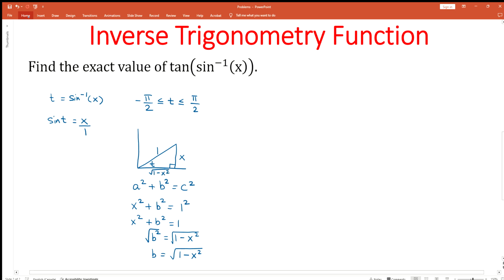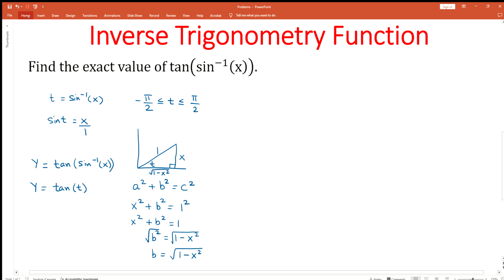Now we can find the exact value of the given term, tan of inverse of sine of x. Let's assume this term is equal to y. Next, we can do the substitution for inverse of sine of x. We can replace inverse of sine of x with t. So we get tan of angle t.